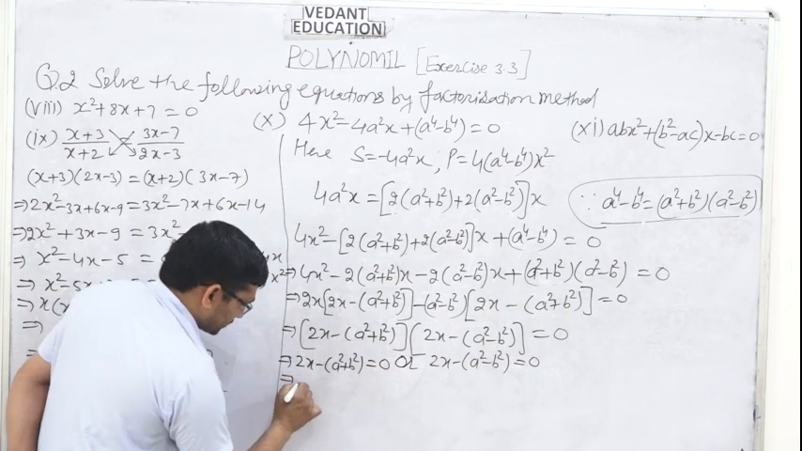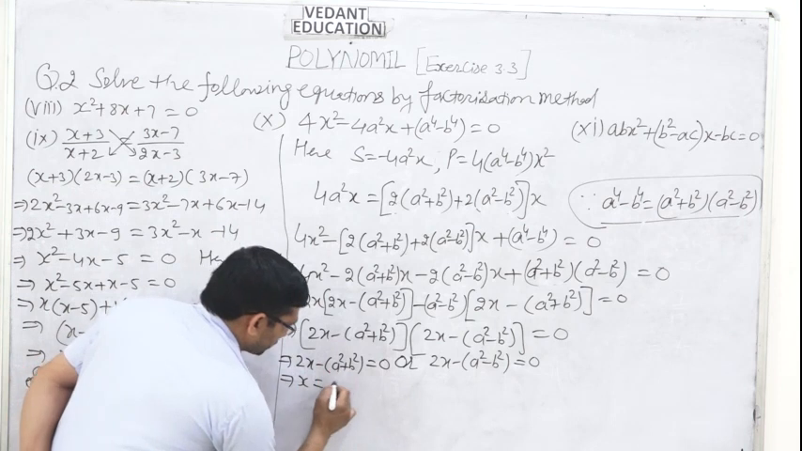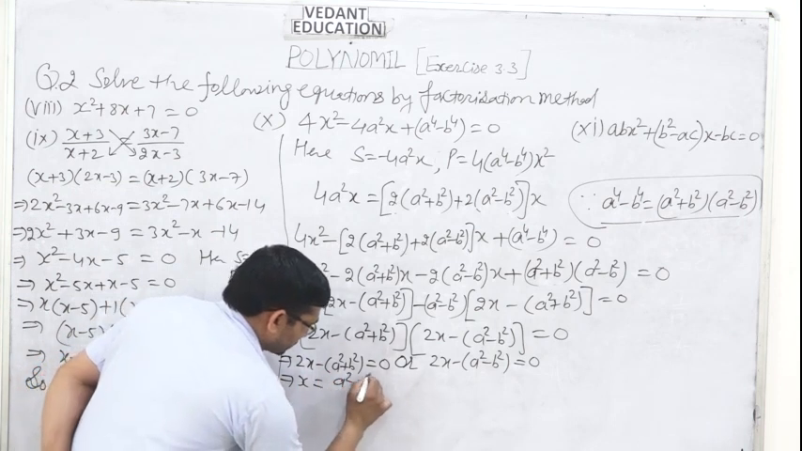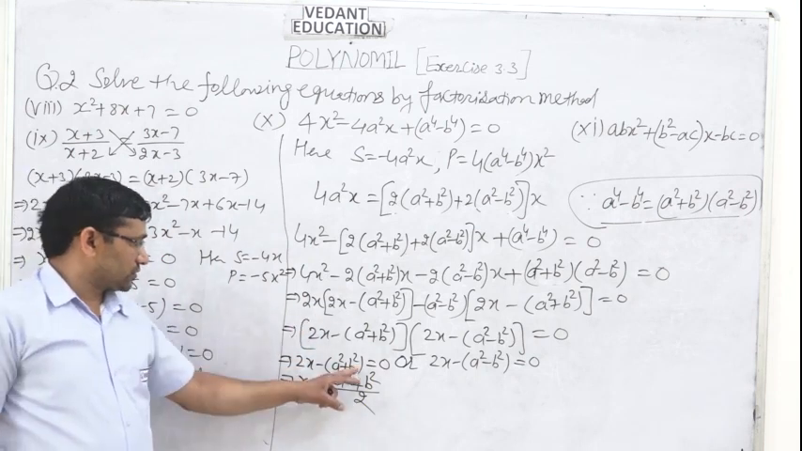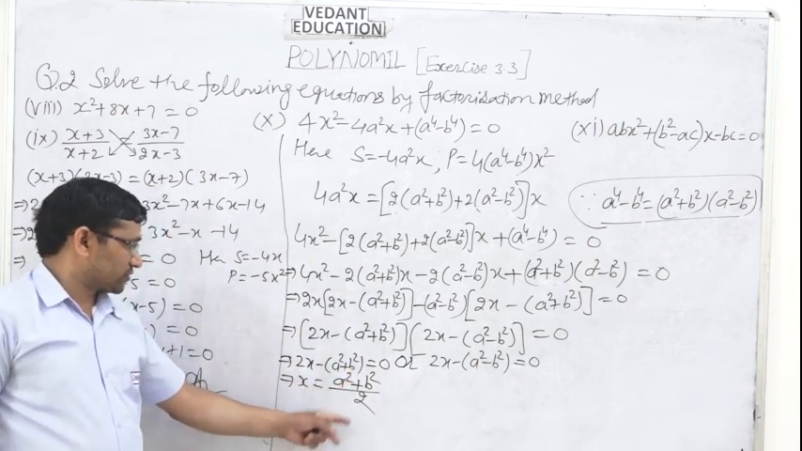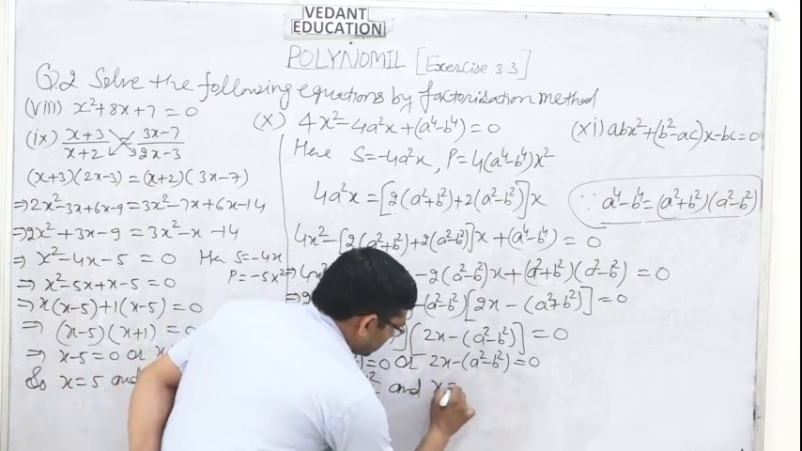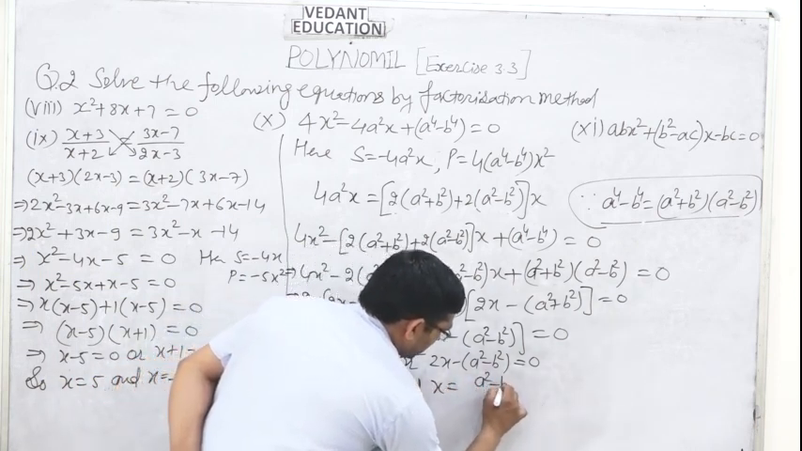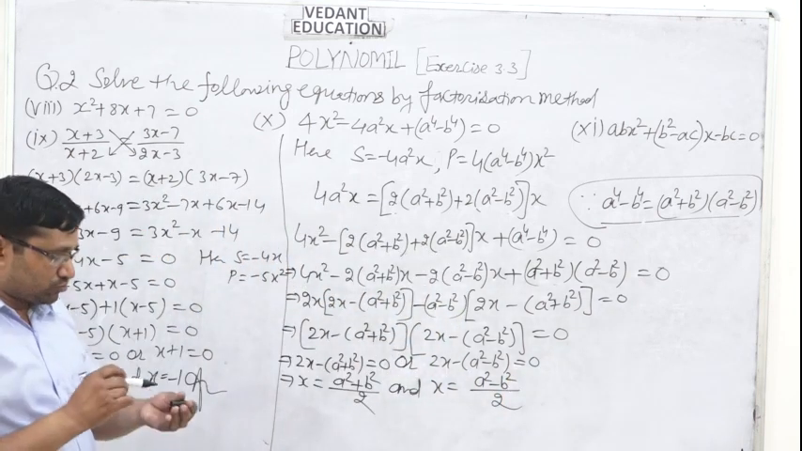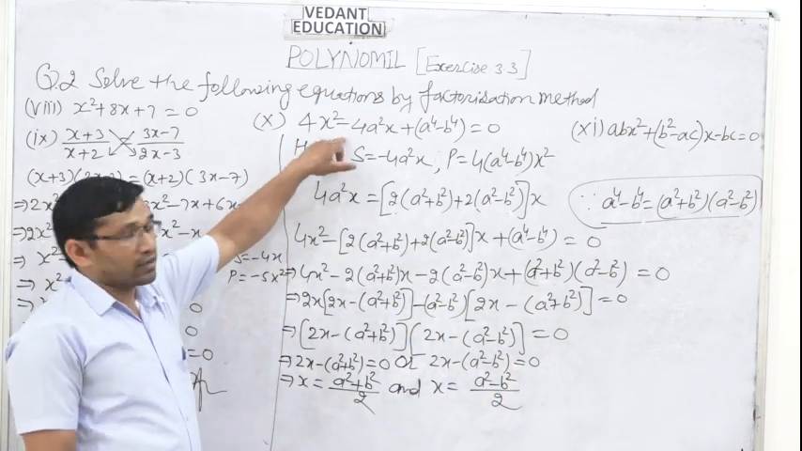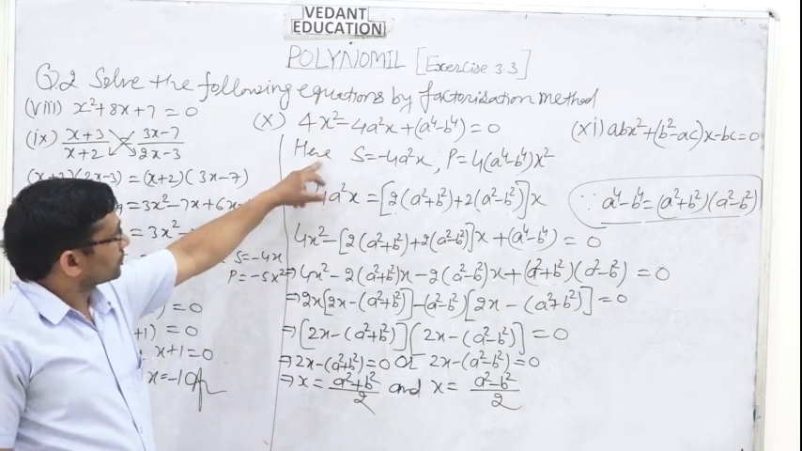By simplification, this value of x is equal to a square plus b square upon 2. 2x is equal to a square plus b square, then x is equal to a square plus b square upon 2, and x is equal to a square minus b square upon 2. So these are the solutions of this quadratic equation. This is a very important quadratic equation.